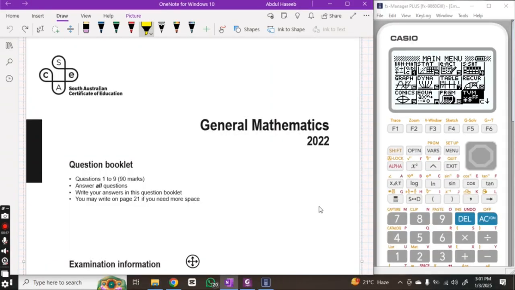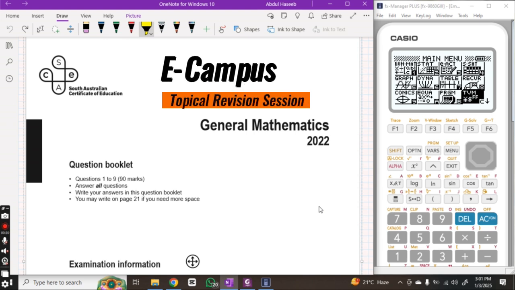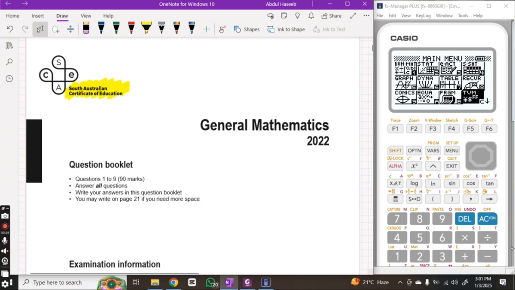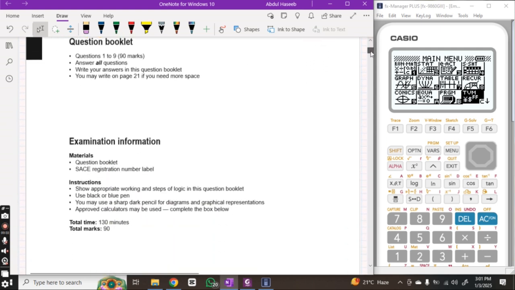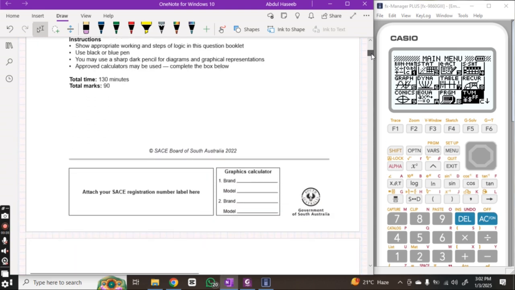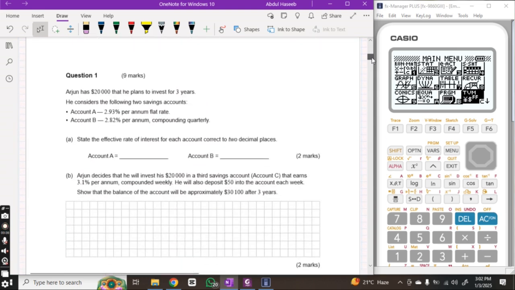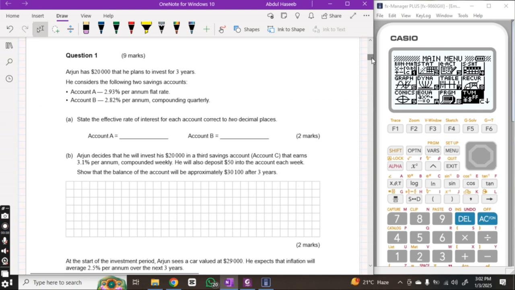So today we are going to attempt an investment question from the SACE General Mathematics External Examinations from the year 2022. The calculator that I will be using is displayed on the right side. This is an emulated version of Casio's FX-9860G. This is an approved calculator. So question number 1 was on the investment topic.